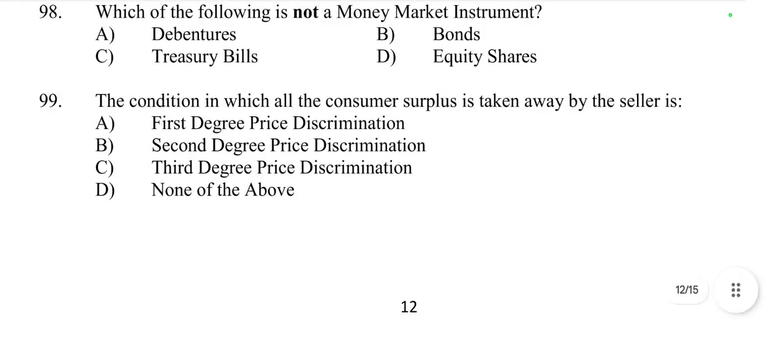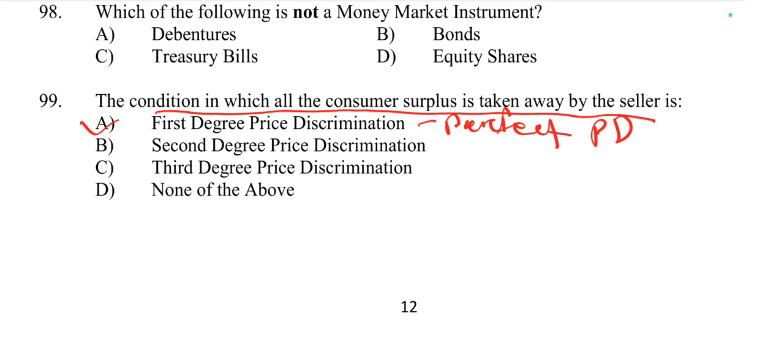Then question number 99. The condition in which all the consumer surplus is taken away by the seller is first degree price discrimination, second, third. So what? It is called as first degree price discrimination. The condition in which all the consumer surplus is taken away by the seller. The first degree price discrimination is also known as perfect price discrimination.